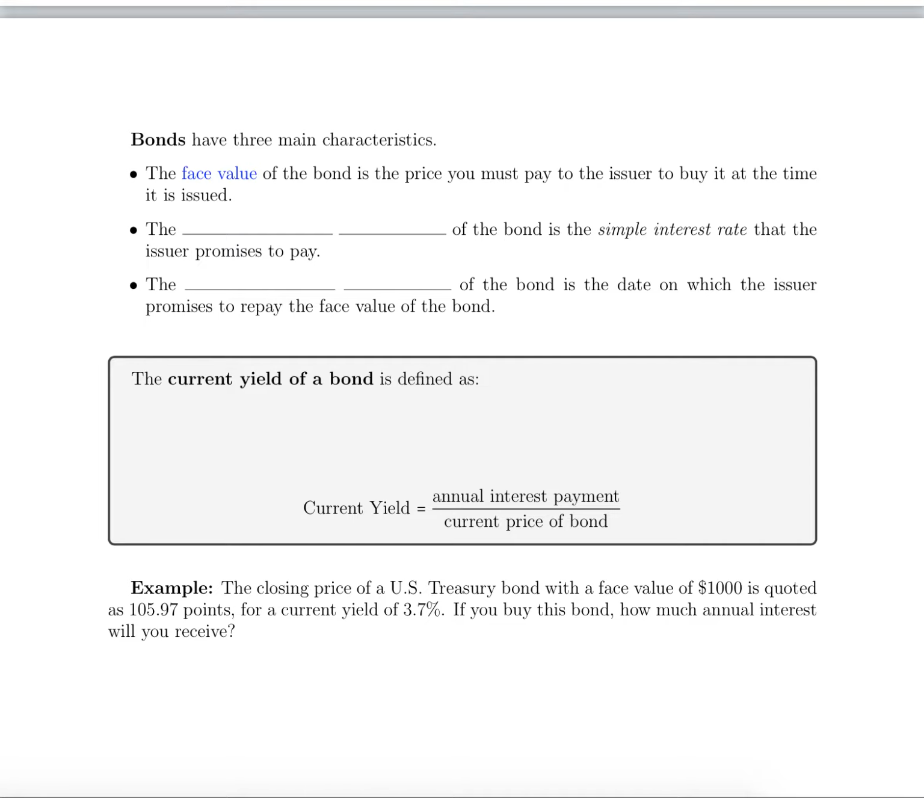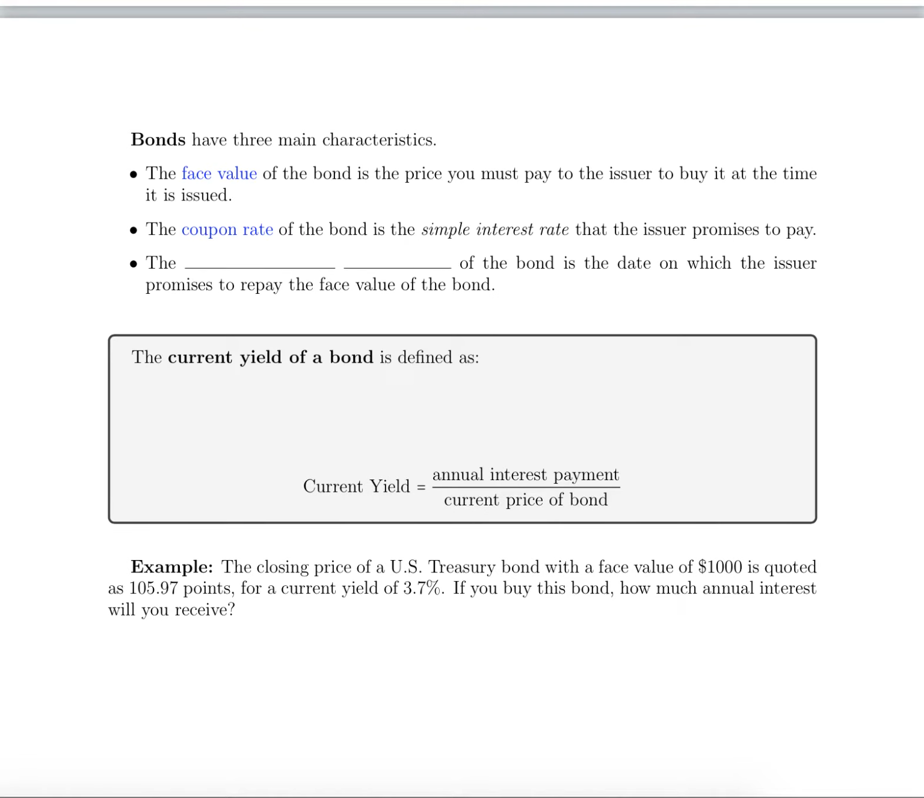Next, the coupon rate of the bond is the simple interest rate that the issuer promises to pay. So they call bonds a promise of future cash because you buy it and then whoever's issuing it promises to pay you some simple interest on that bond.